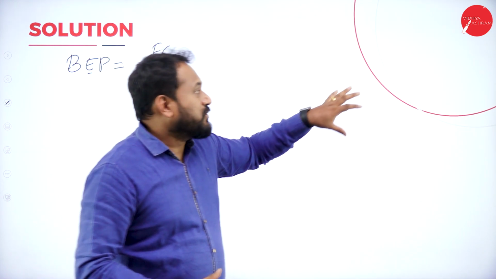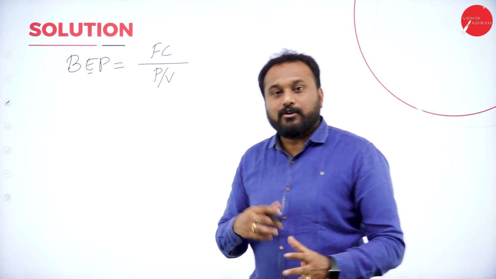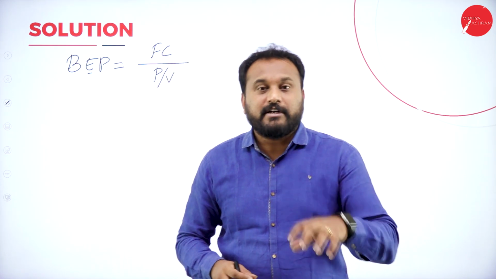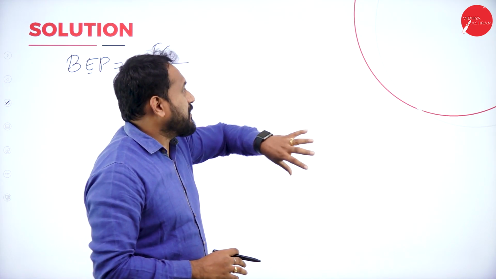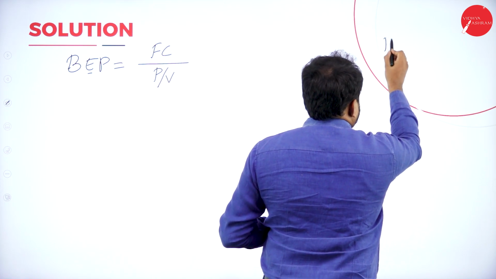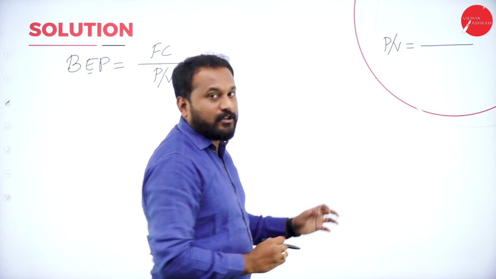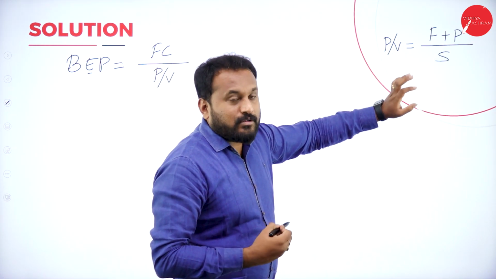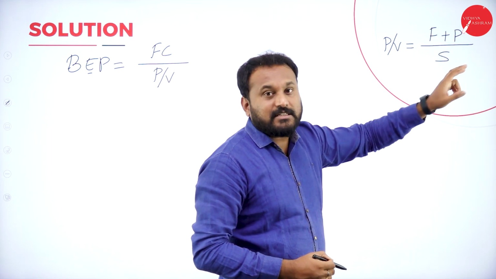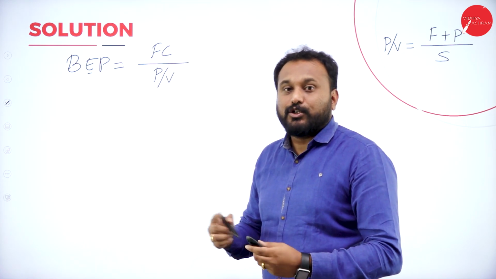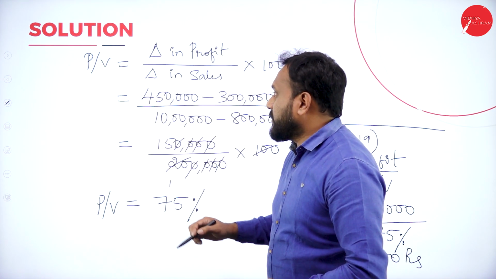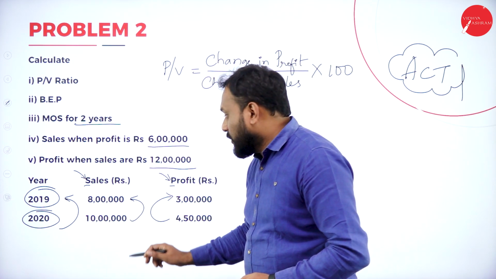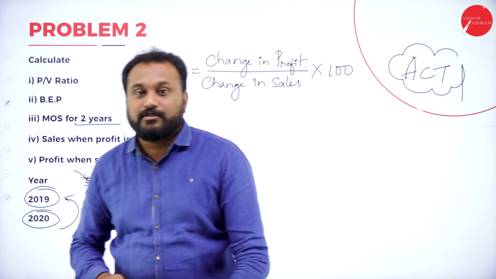To find fixed cost, I'll be giving you a very good formula. This formula will teach you how to find fixed cost, plus how to find the other two questions: when sales are given and you are supposed to find profit, or when profit is given and you are supposed to find sales. Now that is called PV is equal to, draw this, is equal to this. What is the formula of PV? F plus P divided by S. Now understand, PV I know, fixed cost I need to find, profit and sales of any 1 year you take. If you take any 1 year, you will get the fixed cost. Now if we understand the question here, students, what is the question? We have sales is 8 lakh, profit is 3 lakh, sales 10 lakh and profit 4 lakh 50. So let us take this 10 lakh and 4 lakh 50. I'll show you how you are supposed to calculate the BEP.